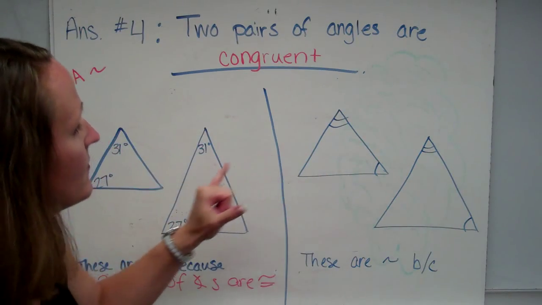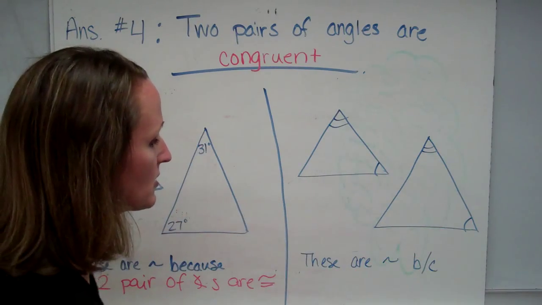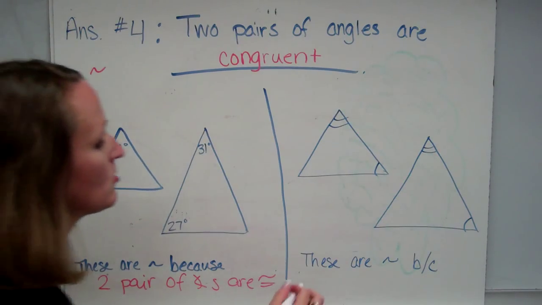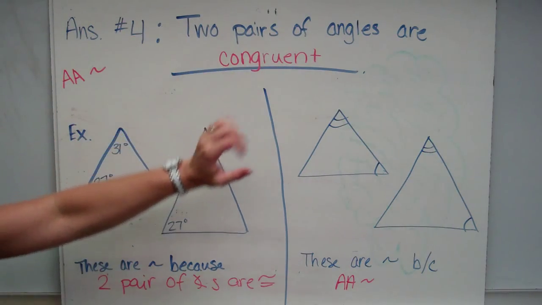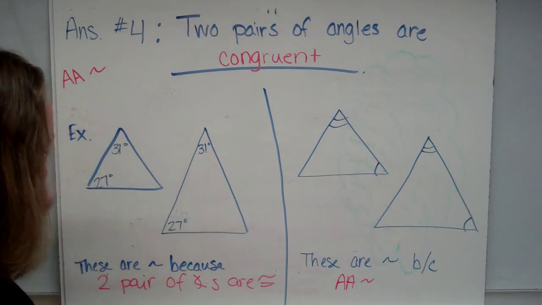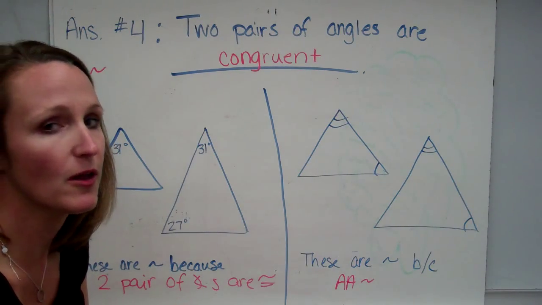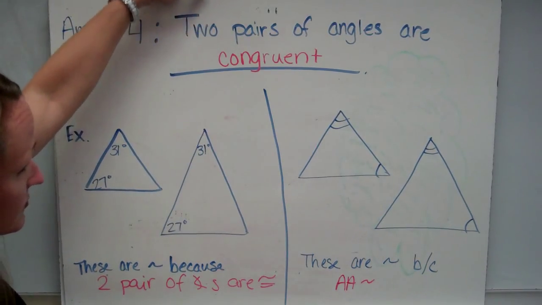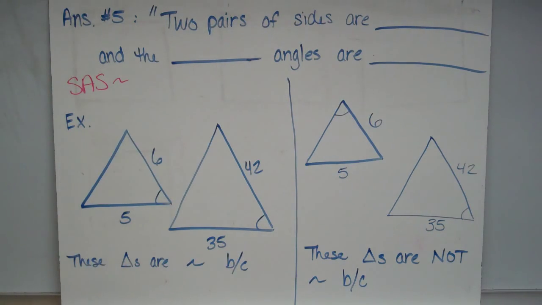Over here, even though there's no number measurements, you can see 2 hash marks and 1 hash mark. So these are also similar. Why? And this time I'm going to call it angle-angle similarity. Because saying that they have 2 pair of angles congruent is called angle-angle similarity. So far we've learned about side-side-side similarity, where all 3 sides are proportional. We've learned about angle-angle similarity, where we have 2 congruent angles. So now, last one.